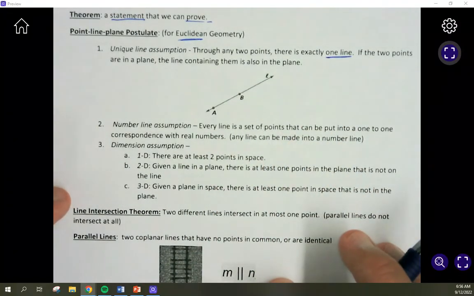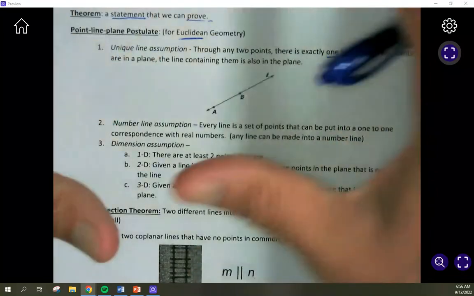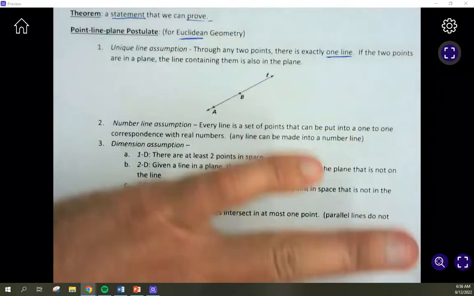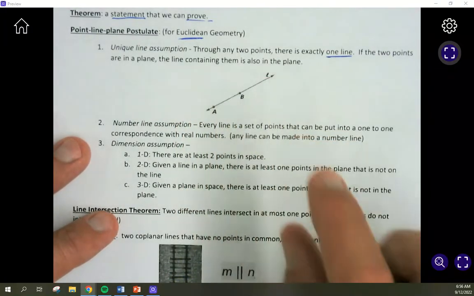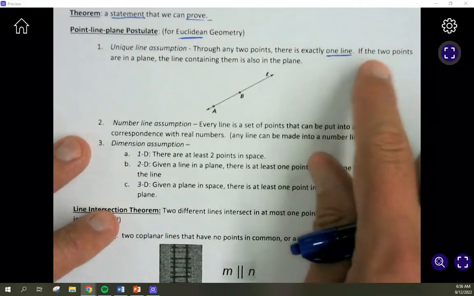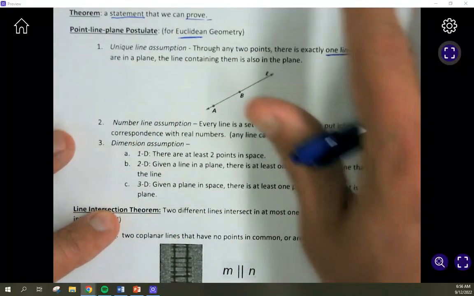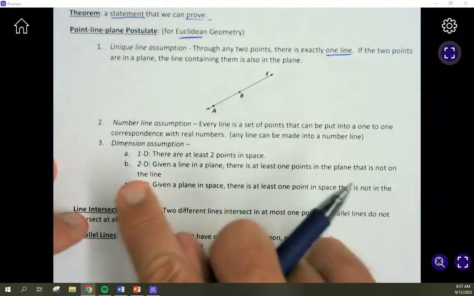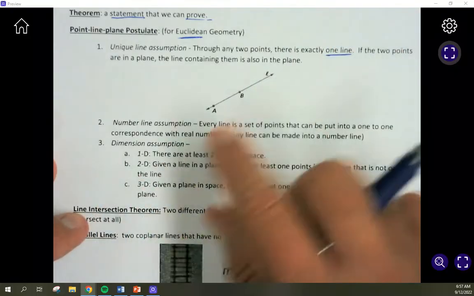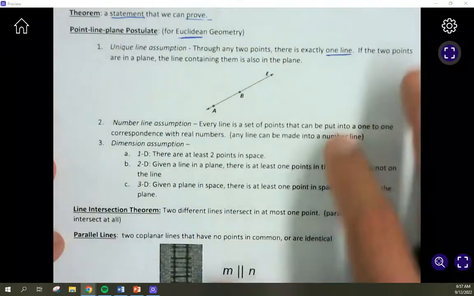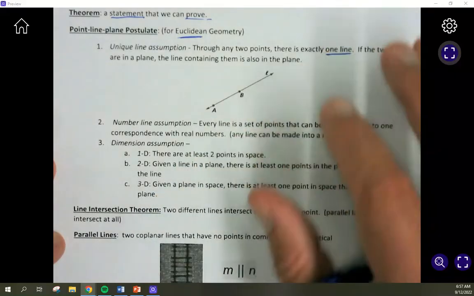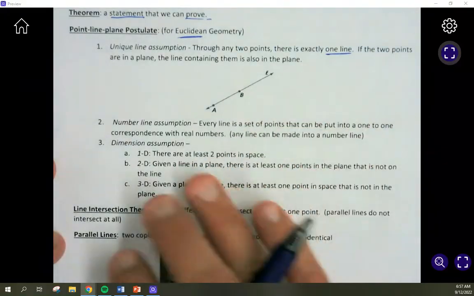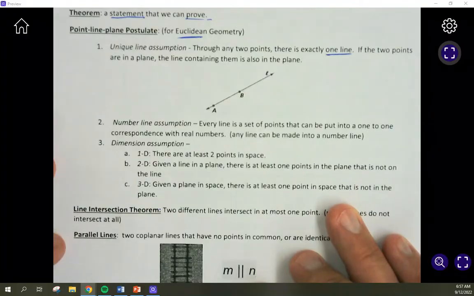Okay, and if the 2 points are in a plane, so we talked about, think about the plane as a flat space, right? It's two-dimensional. The line containing them is also in the plane. So if 2 points are in a plane, so think about this plane as the piece of paper. If you've got 2 points on it, that's on the plane, if you connected them with a line, that line is also on the plane. It doesn't go above it or below it. It would stay on the plane the entire time.